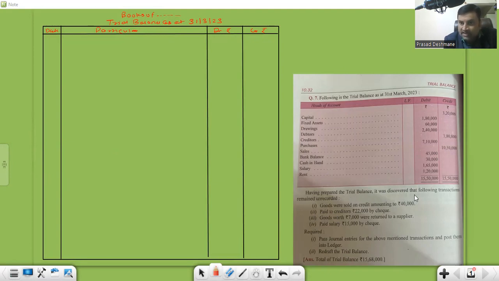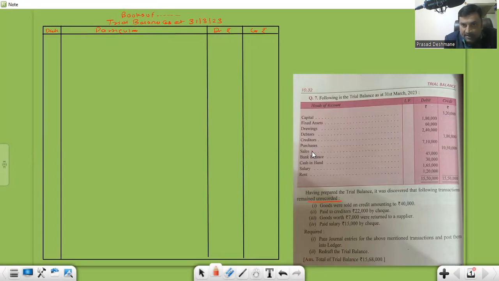Later on, it was discovered that the following transactions remain unrecorded this year. It means the following 4 transactions are not yet recorded, so we have to record them. There are some adjustments given. The first one is goods sold on credit amounting to rupees 40,000. So we sold goods on credit, but it is not recorded.